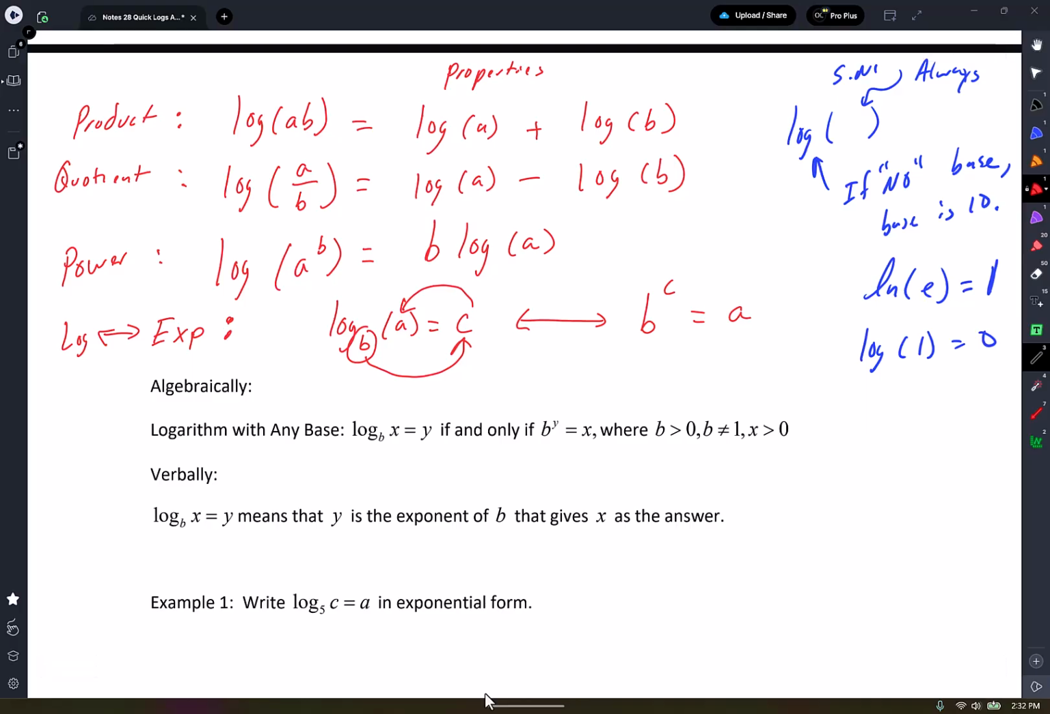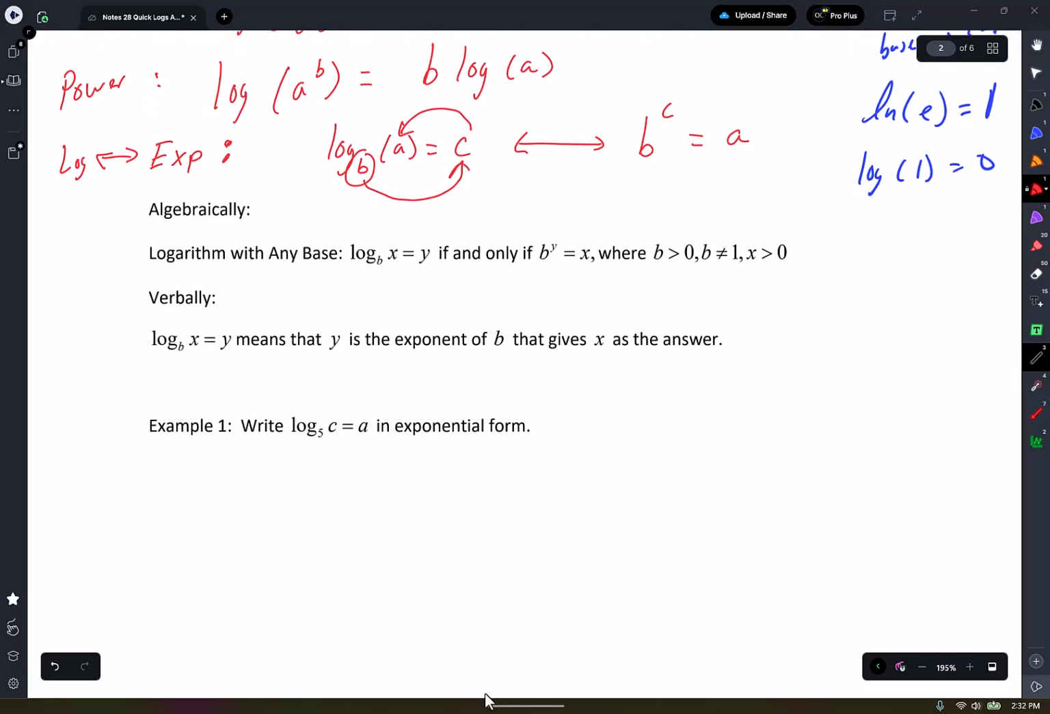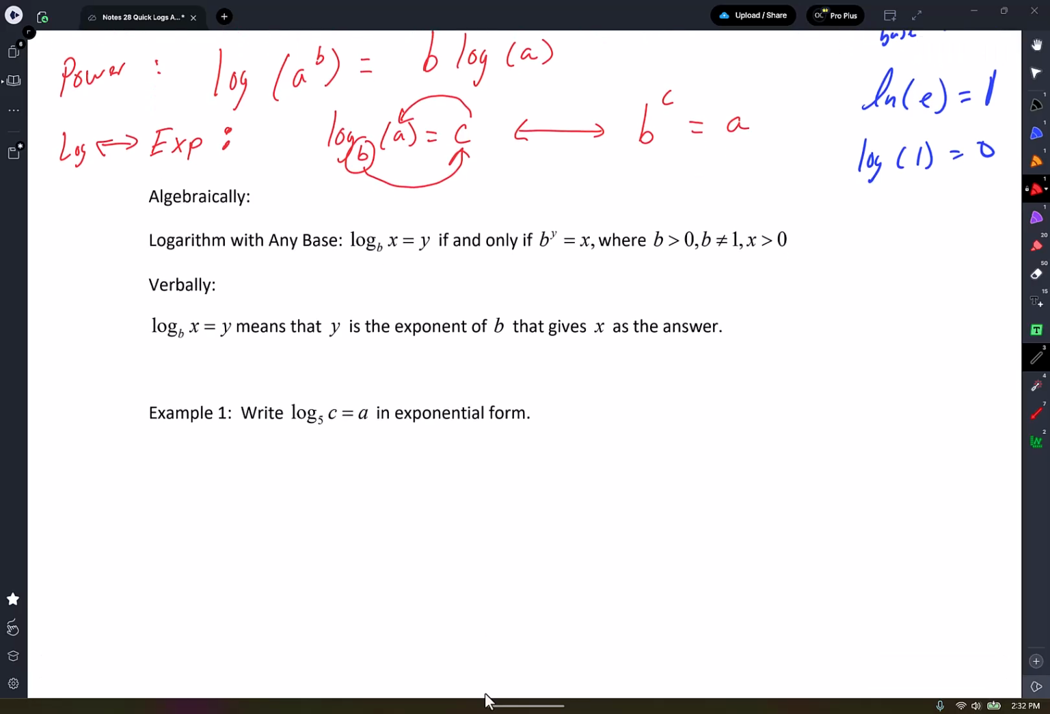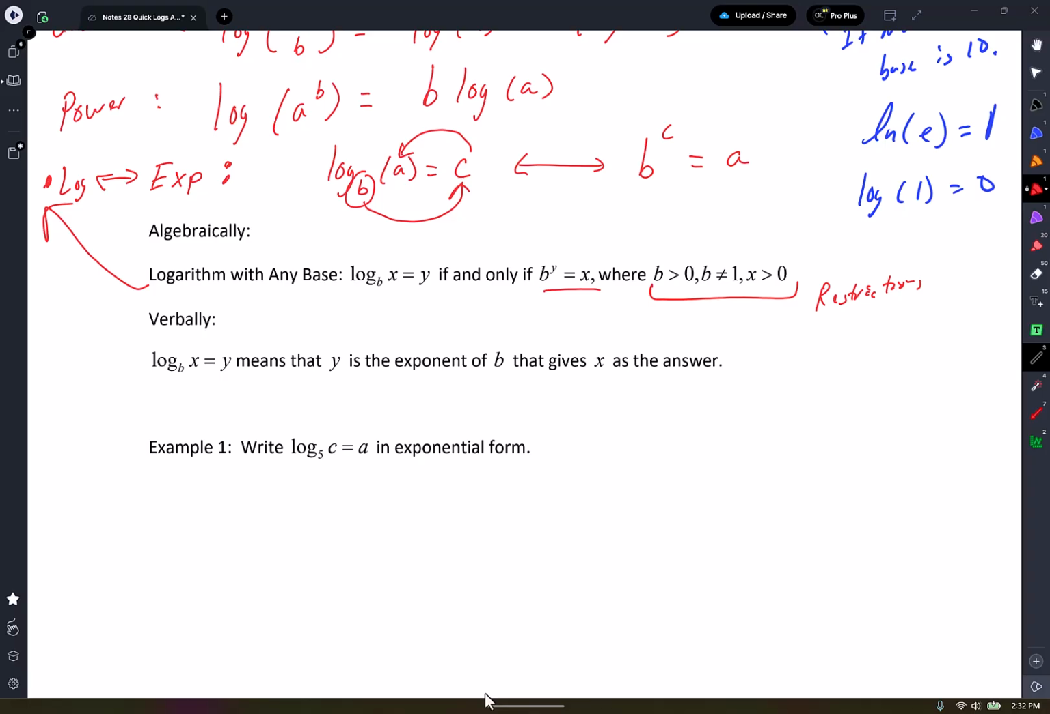Okay. Now let's do some problems. We'll go real slow, guys. Let's see what it says here. Logarithm of any base: log base b of x equals y if and only if b to the power y equals x. That's just this rule right here that we just talked about, where b is positive, b cannot equal 1, and x is greater than 0. Those are my restrictions. Verbally, log base b of x equals y means that y is an exponent of b that gives x as the answer.